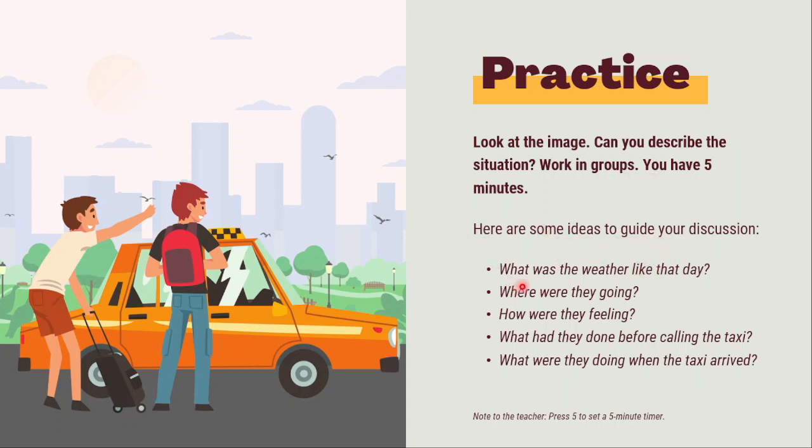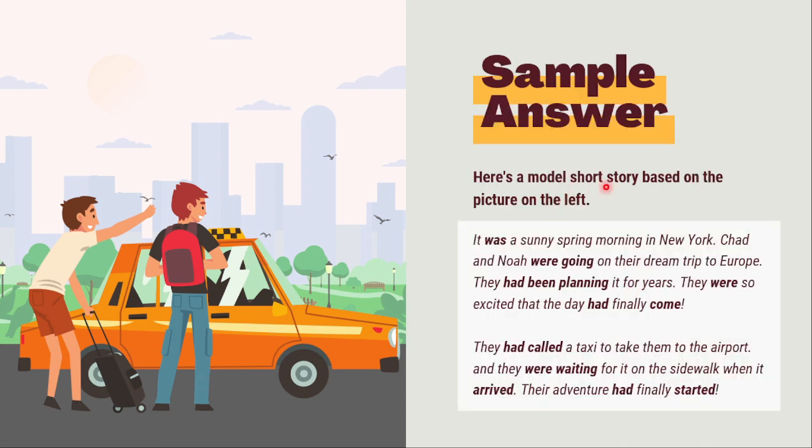So look at the weather. What was the weather like that day? Where were they? Where were they going? How were they feeling? What had they done before calling the taxi? What were they doing when the taxi arrived? So you look at the picture and write something. As an example, here's a model short story based on the picture you have here.